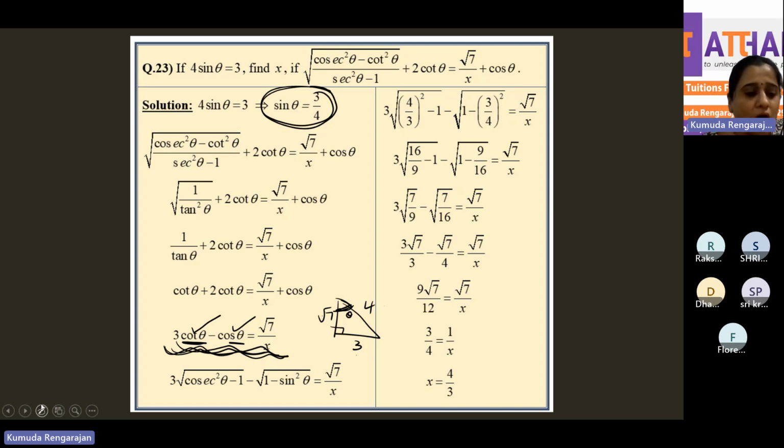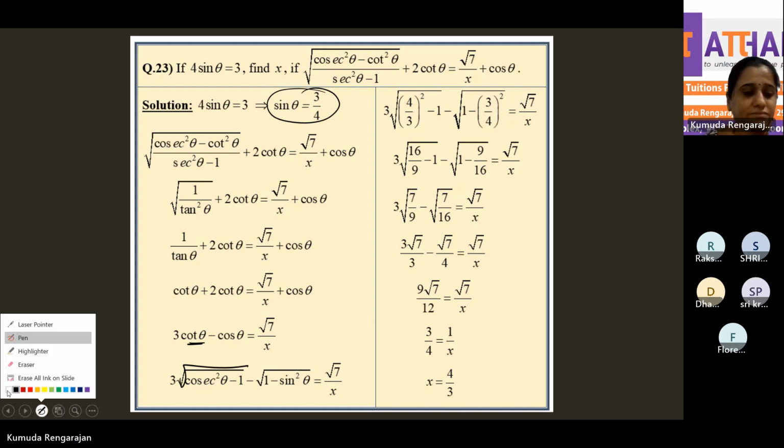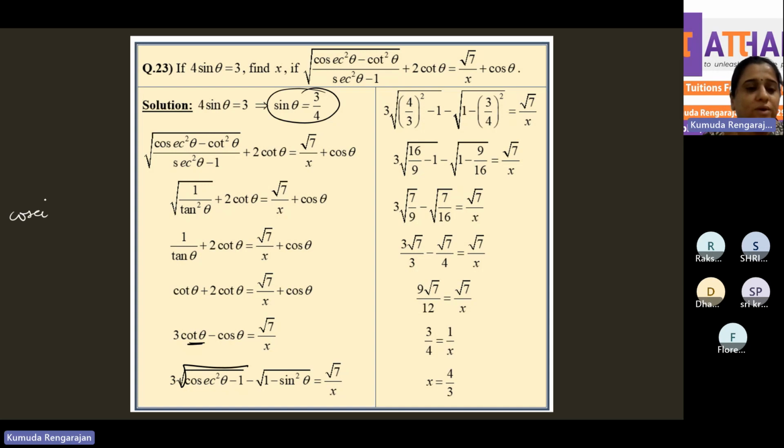That's one way. Or instead of using a right triangle, you can use trigonometric identities. Since sin theta is 3 by 4, cosecant theta is 4 by 3. I'm just trying to introduce cosecant. So what is cot theta? Square root of... cosecant square theta minus cot square theta is equal to 1. So cosecant square theta minus 1 is equal to cot square theta.